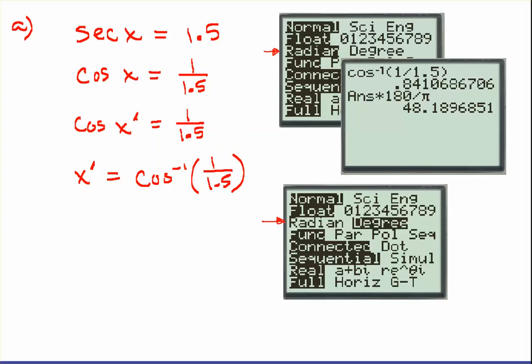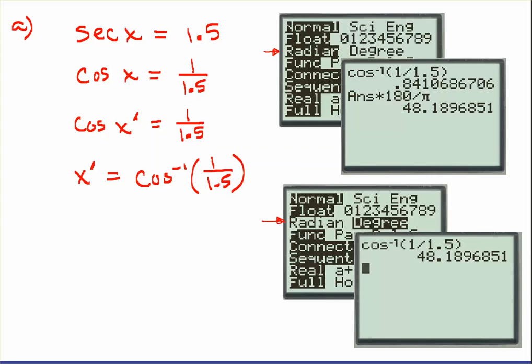Scroll down and you're going to have a little flashing cursor. Go over to degree and click enter. So that means the degree will be flashing and the radian is not highlighted anymore. Then click quit, so second, I think it's second mode. And now let's enter this right here. We're going to enter cosine inverse. As soon as you enter that, you're going to have a parenthesis open up. You're going to put 1 divided by 1.5, close off that parenthesis, click enter. You got yourself a 48.2, I guess.